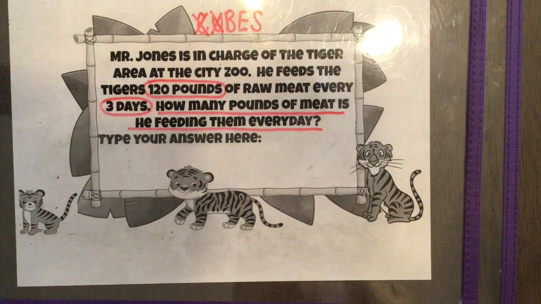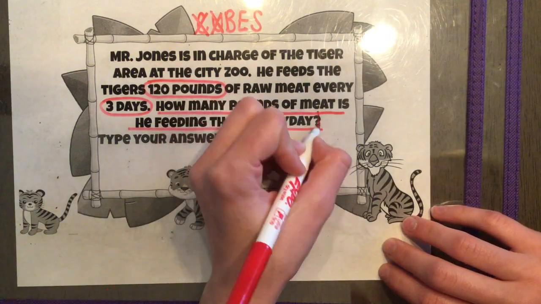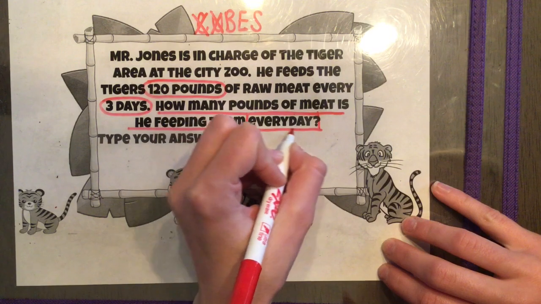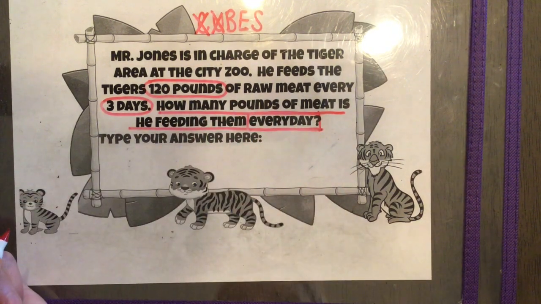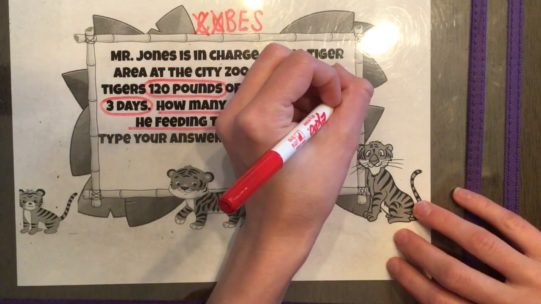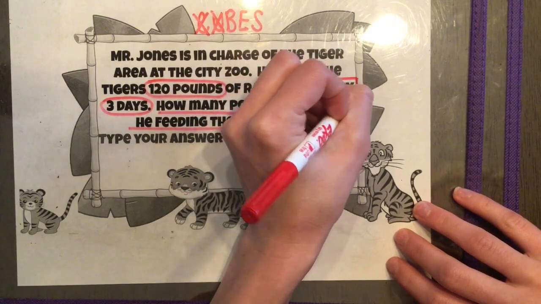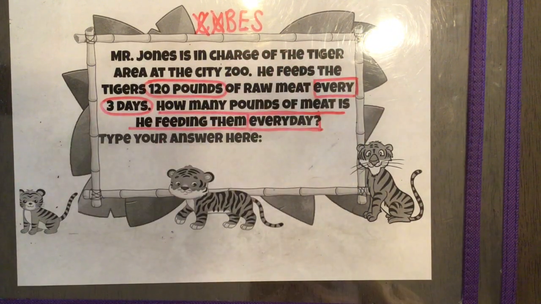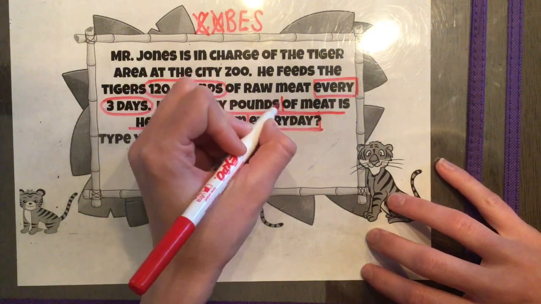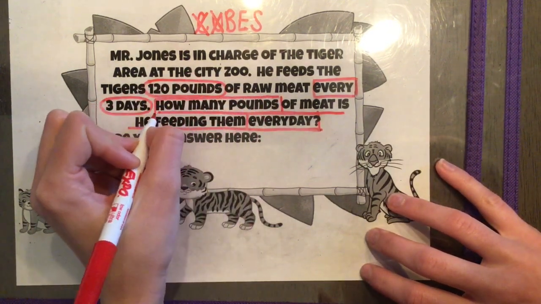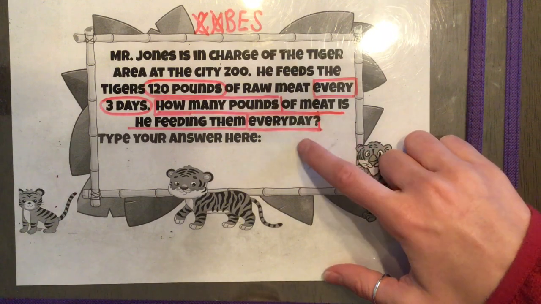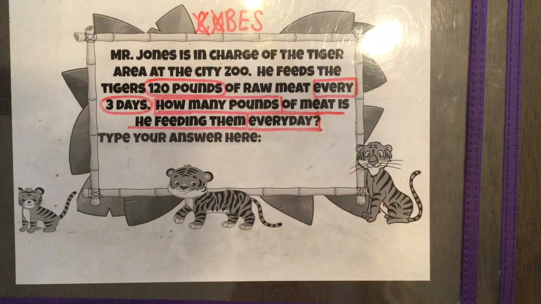And now I want to box in the key words. So if I'm looking at this problem, I know that the word every day is important, okay? And for every 3 days, that is also important. And I'm looking for how many pounds, right? I'm looking for how many pounds of meat he is feeding them every day. Okay, so I think that's pretty much it. I think I've boxed in the key words.